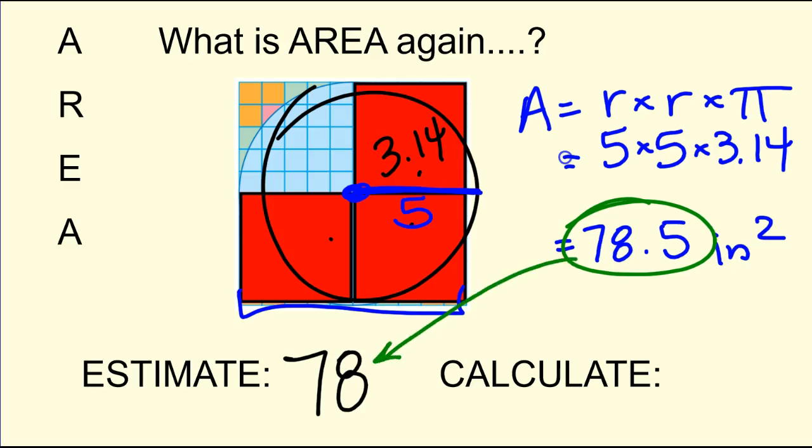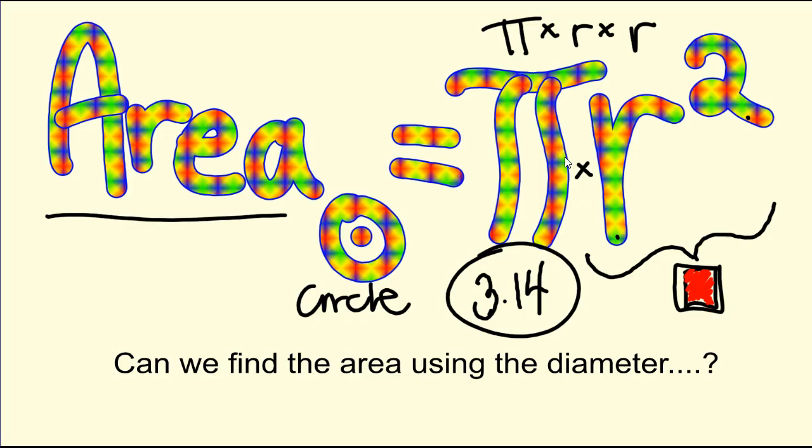We did a good job estimating it in the first place, but that's how you would calculate it more accurately. So make sure you have this formula written down. Area is pi r squared, or that means the same thing as 3.14 times the radius times the radius. Okay? Down here it says, could we find the area using the diameter?